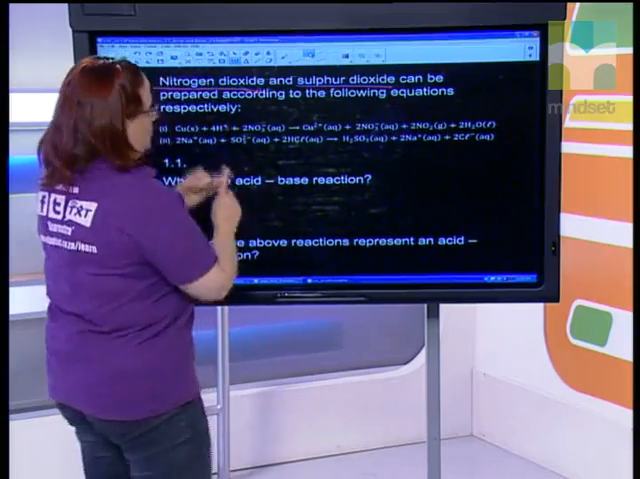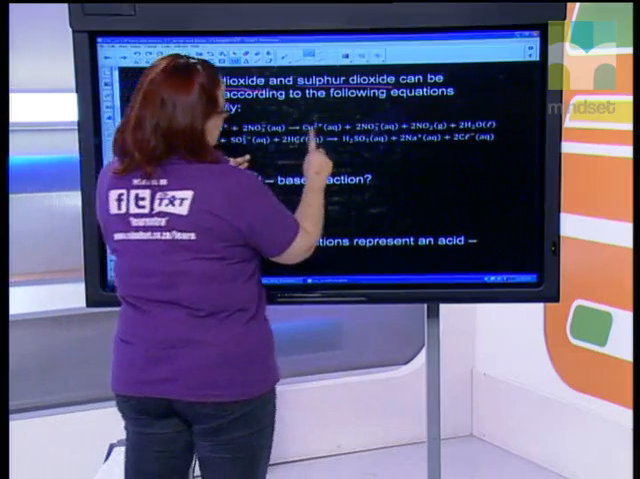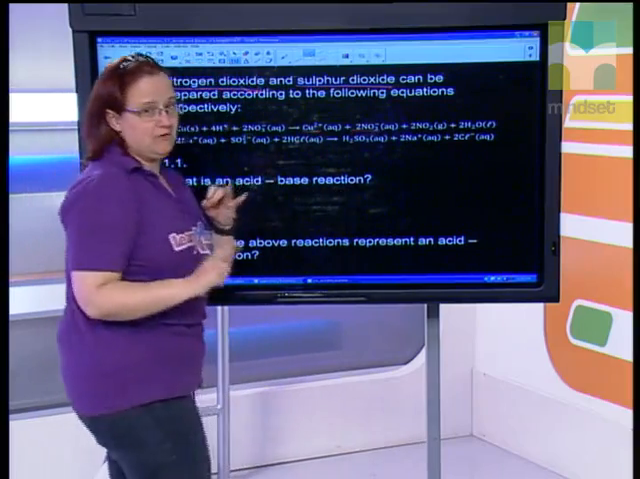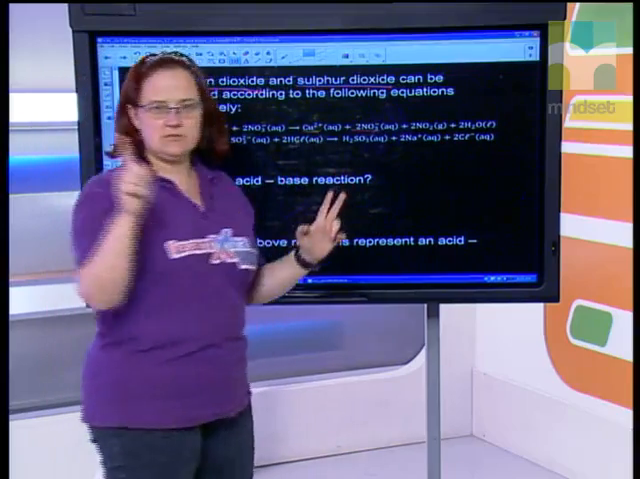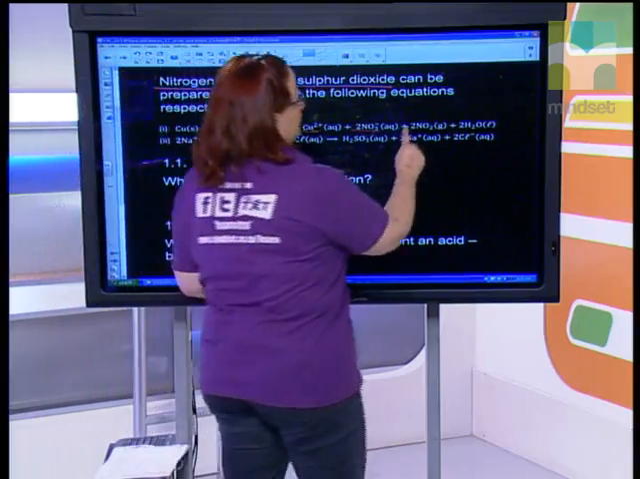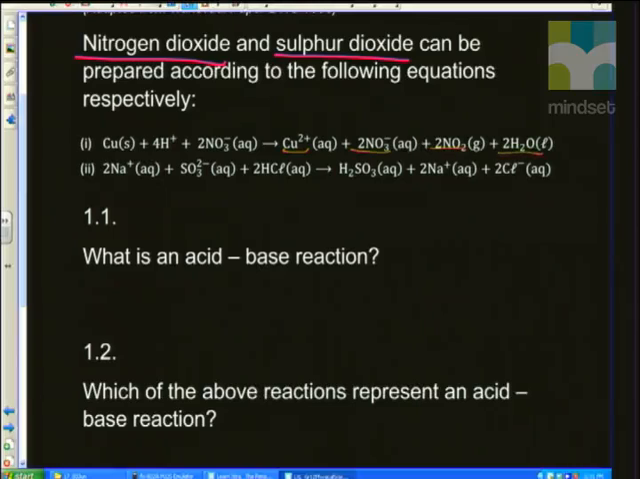Now we look at this and we go, well, Cu2+ and 2NO3- together give me copper nitrate. That's a salt, but what's the problem? I've got NO2 and H2O. So I'm really starting to think, not so much.